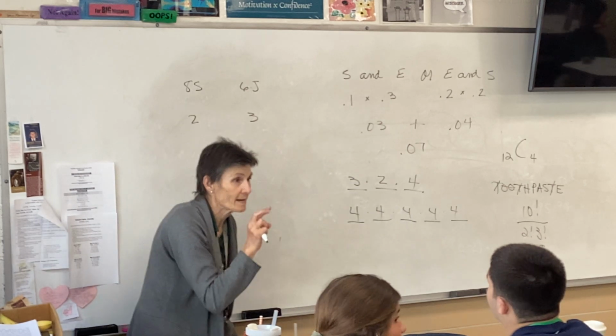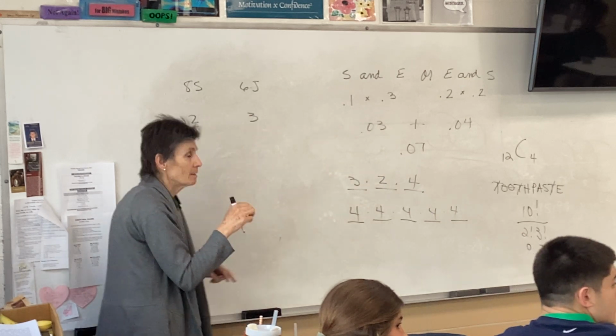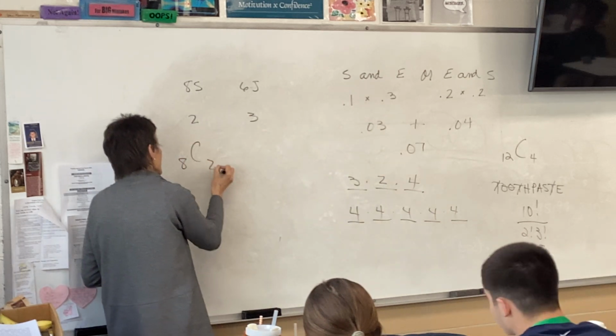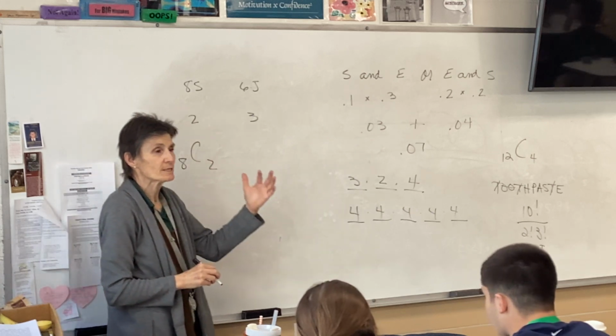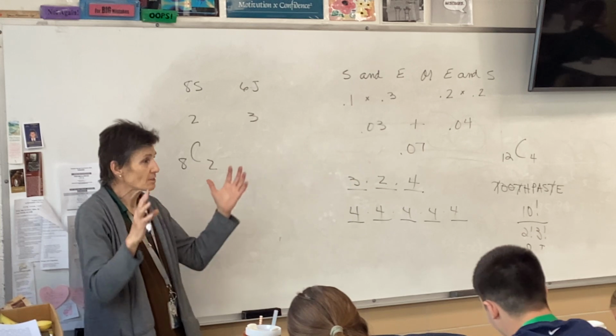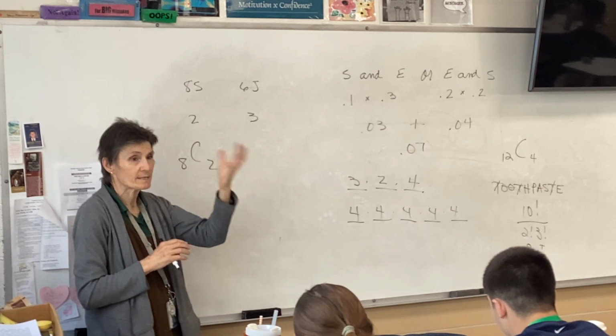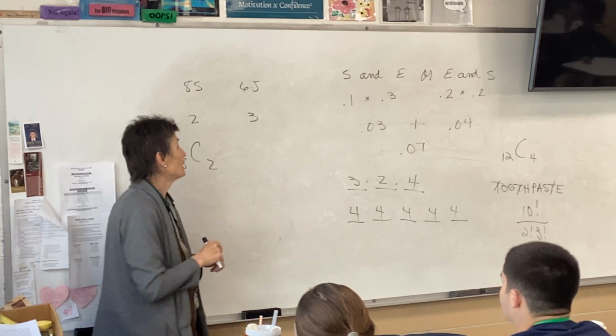What are you saying, Leslie? Bingo! Leslie says, I've got to pick 2 seniors, it's for a committee. I don't care who's first, I just need to get 2. There's 8 to choose from, I'm picking 2. 8C2. So this is correct.